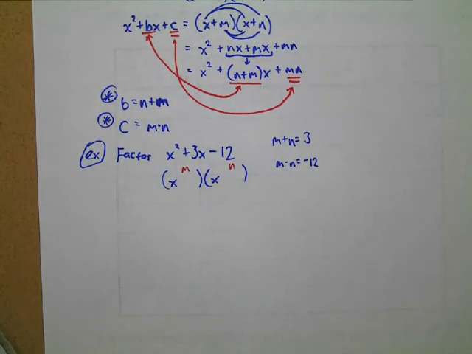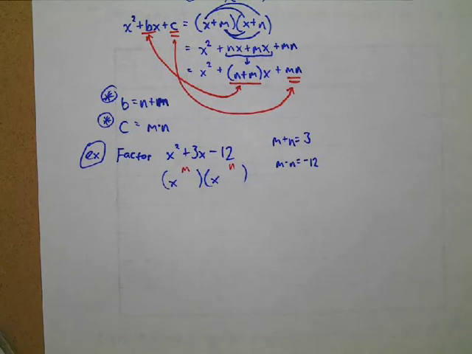So this is where we have to use our brain to kind of almost guess and check. This is what I would call the guess and check method, where we're just trying to think of two numbers that multiply to negative 12 and add to make 3. What are those two numbers?